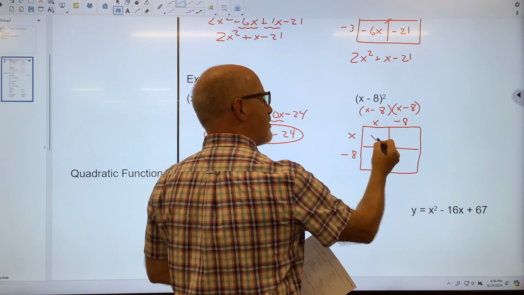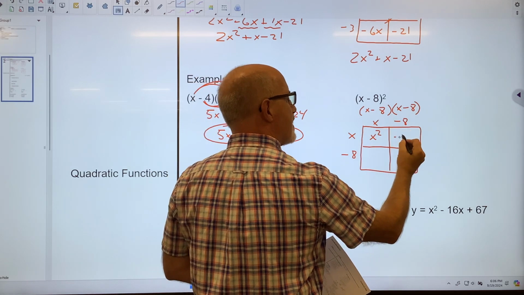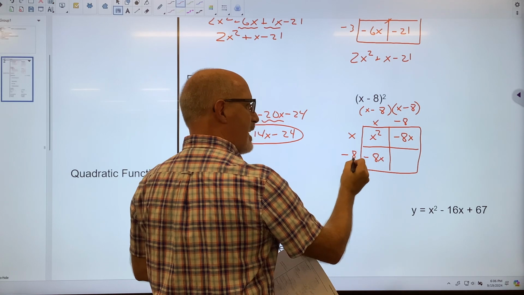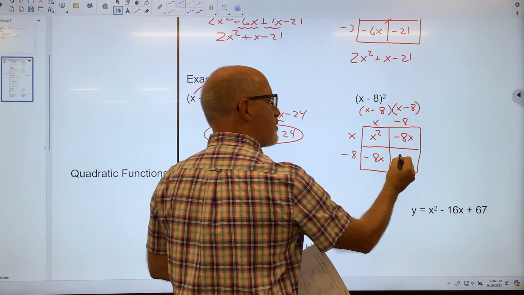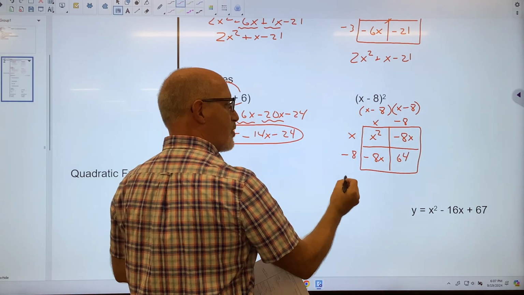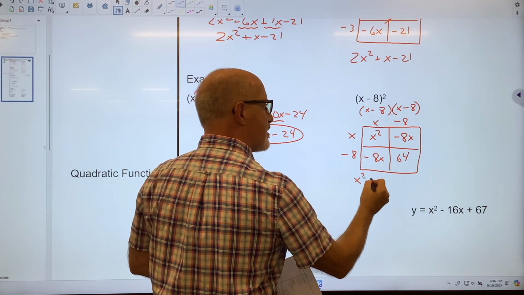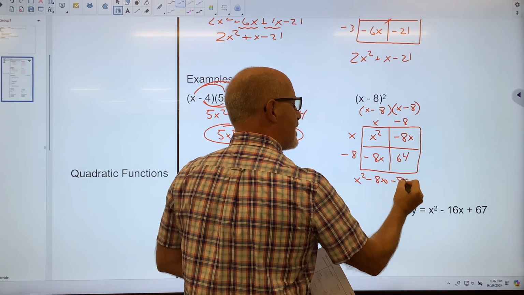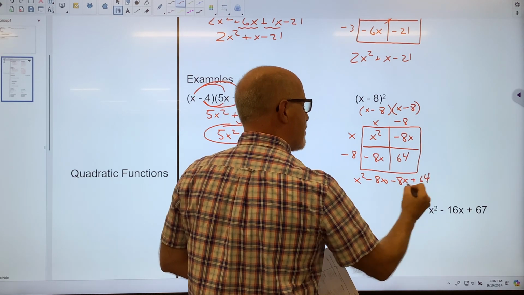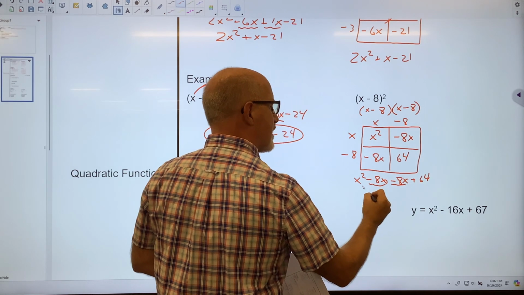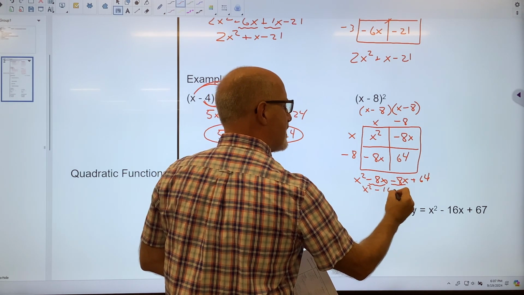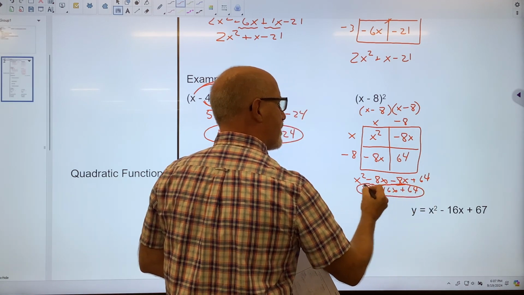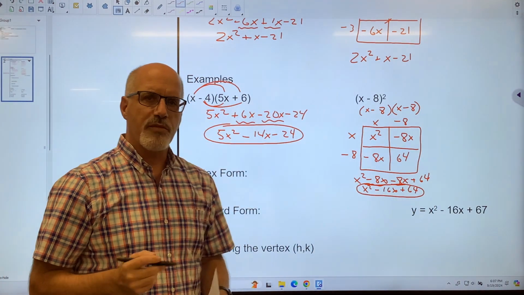So x times x gives me x squared. X times negative 8 is negative 8x. X times negative 8 is negative 8x again. And then negative 8 times negative 8 organized in this would give me a positive 64. So combining those, the middle box is I get x squared minus 8x minus 8x, and then plus 64. I can combine these middle terms, and that's going to give me x squared minus 16x plus 64 for my final answer for the simplifying that.